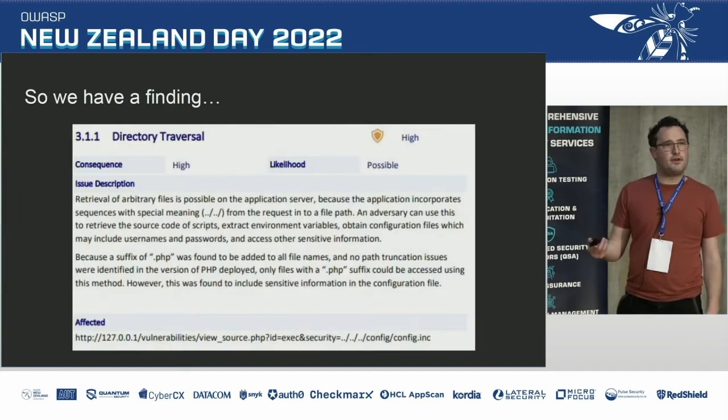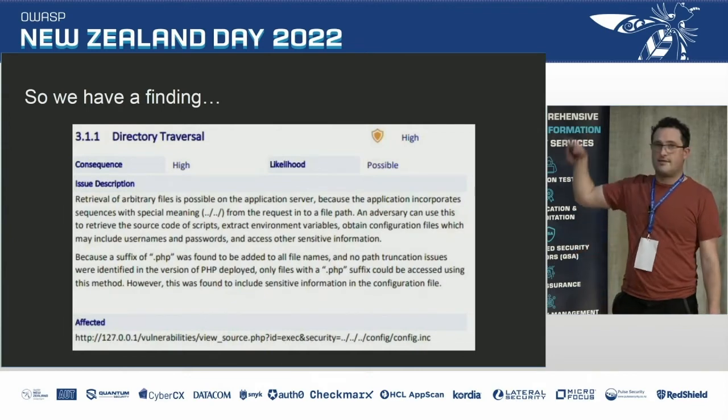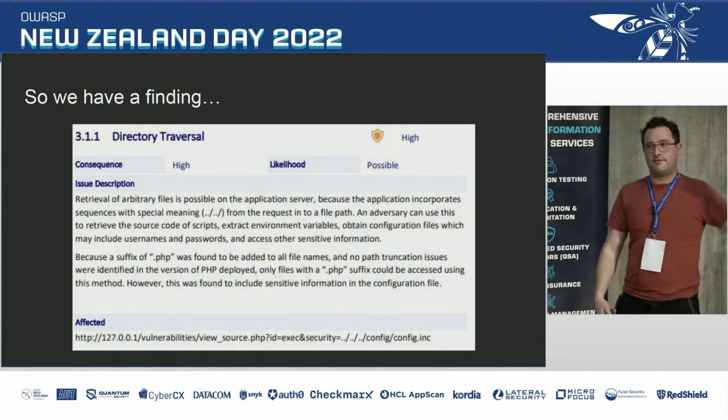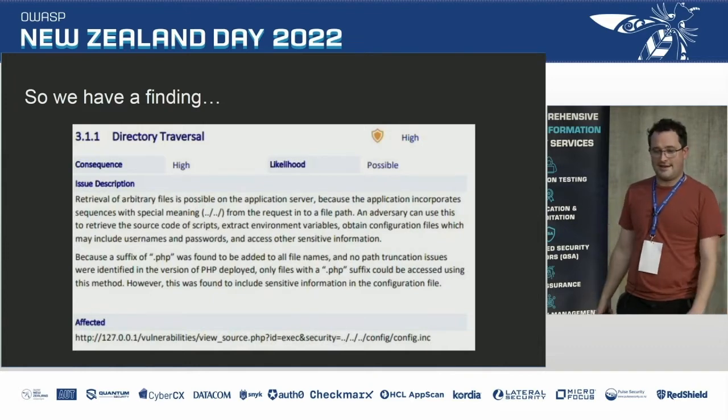So, we're going to work through a finding. This is what a finding in a pen test report might look like, or at least the first, this much of it. There's probably a whole lot of reproduction steps underneath that, yeah?